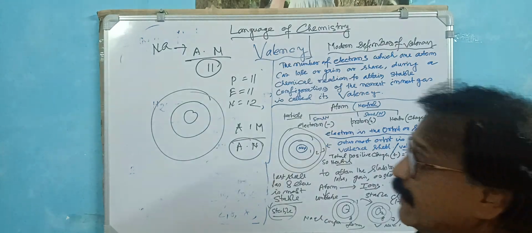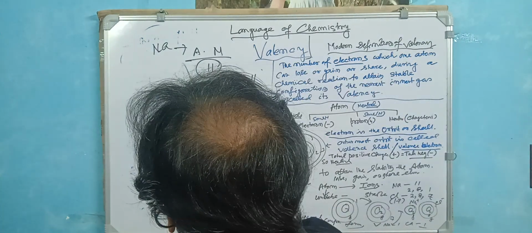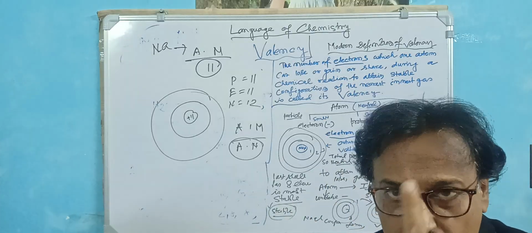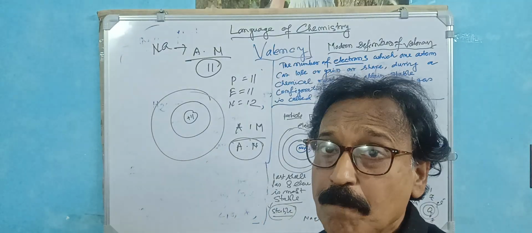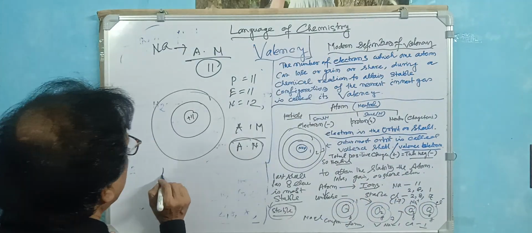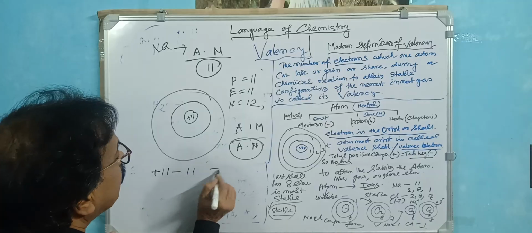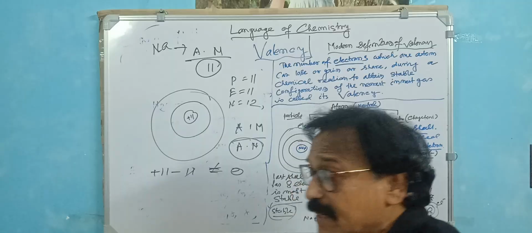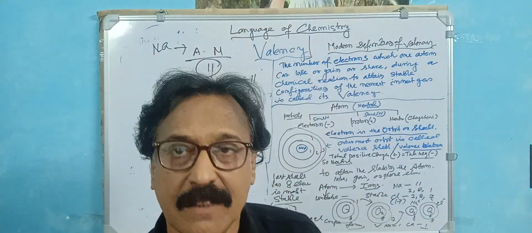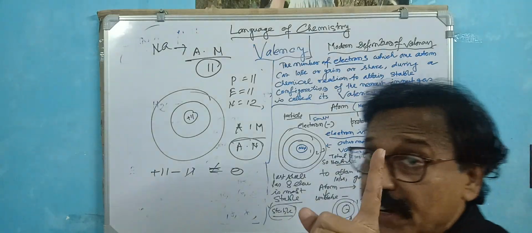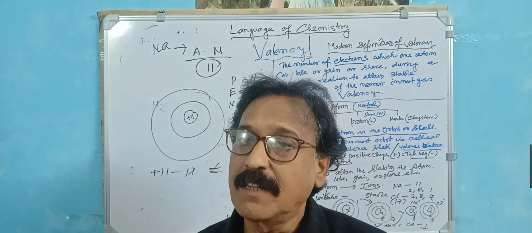But the discussion here is the plus 11. Because there are 11 protons and each proton has one charge, it is plus 11. The electrons are also 11, so minus 11. Ultimately plus 11 minus 11, in algebra, is zero, which means the charge is 0. For that reason the atom is ultimately chargeless. Very important: atom is chargeless.